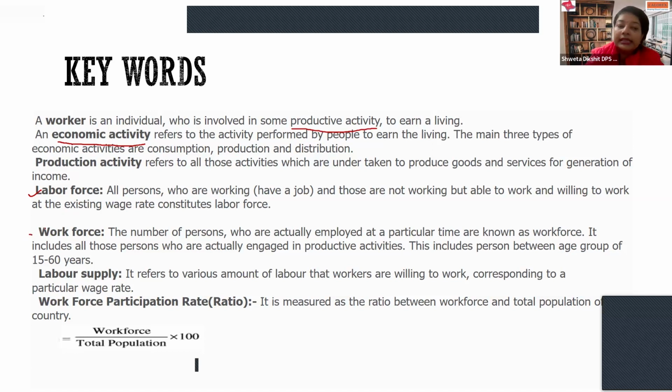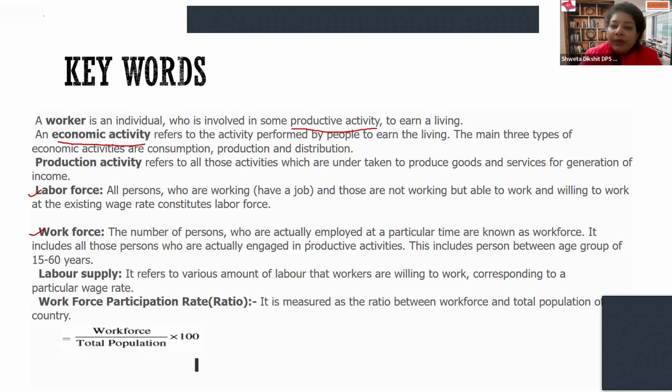What is a workforce? See, they sound very much similar, but they are not at all similar. There's a difference. In fact, this can be a difference question also, the difference between labor force and workforce. So the number of persons who are actually employed at a particular time are known as workforce. I repeat, the number of persons who are actually employed at a particular time are known as workforce. It also includes all those persons who are actually engaged in productive activities. I give you here an example.